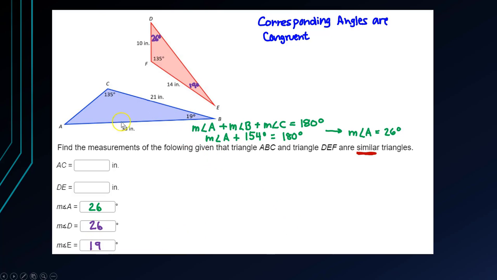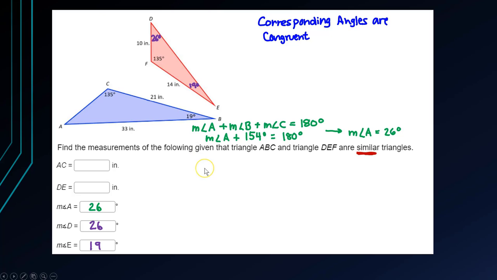Now I'm going to start focusing on the sides. Once I know what the angle measurements are, I know which sides would be corresponding to each other. For instance, the 33-inch side and DE correspond to each other on these two triangles because they're both opposite the 135-degree angle. AC and DF correspond to each other because they're both opposite the 19-degree angle. And of course, EF and BC correspond to each other because they're both opposite the 26-degree angle in their triangles.